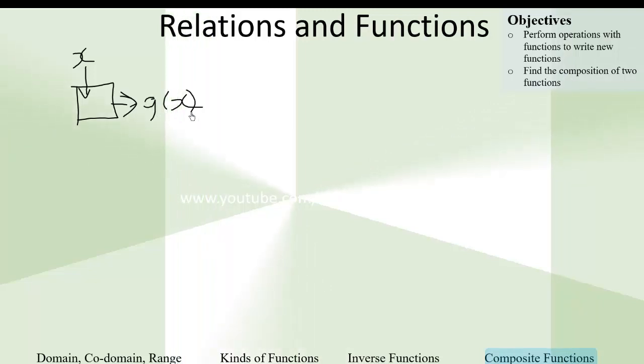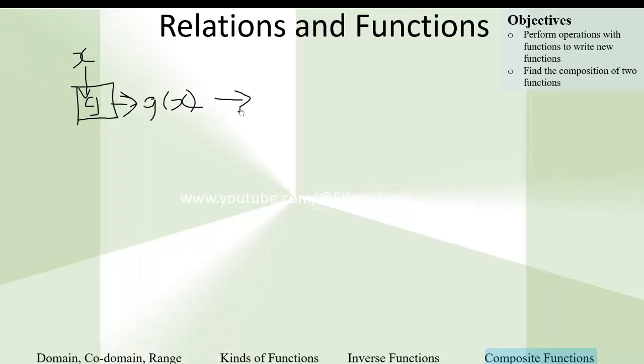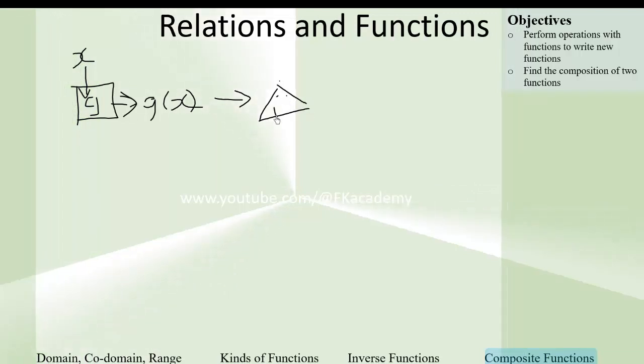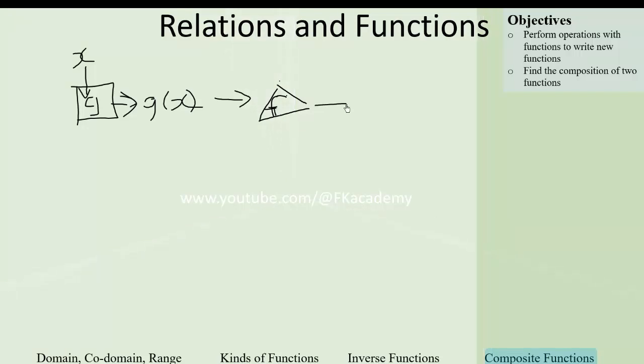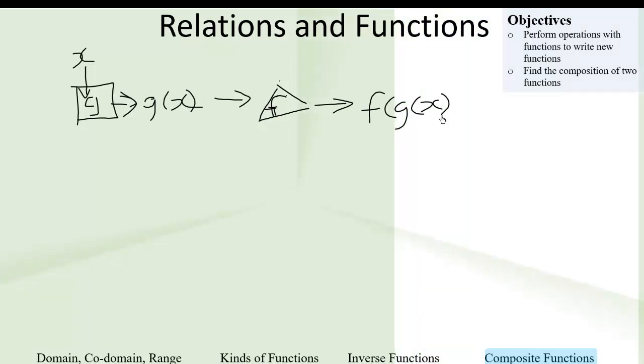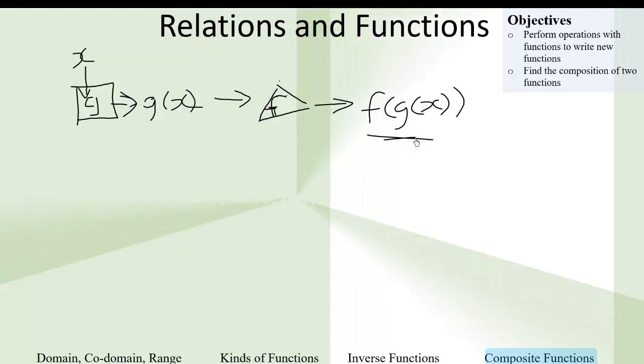So this machine is g. Now this output becomes an input for another machine, which is like this, and this machine is called f. So this is an input for the machine f, and this machine will produce f of g of x. So that is what we call the composition of function. So now this has become the output of f.